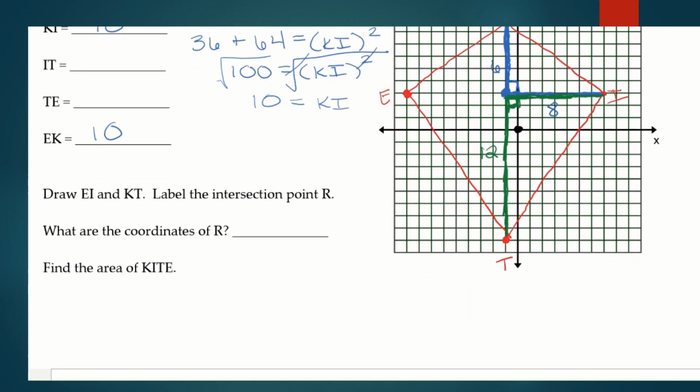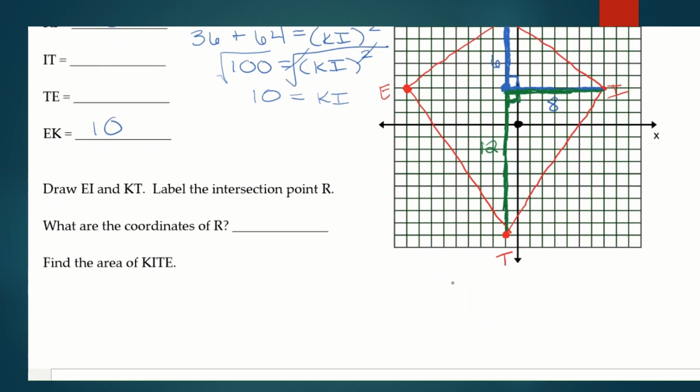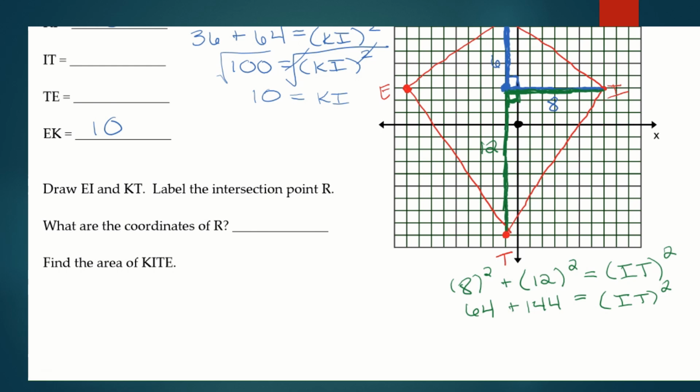So I'm going to come down here a little bit and do this work. Using the legs here to help find the length of IT, 8 squared is 64, plus 12 squared, 12 times 12 is 144, and that gives me IT squared. 64 and 144 give us 208. I know for sure that 208 is not a perfect square.